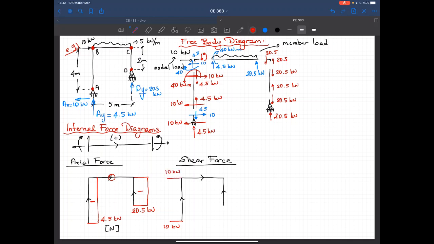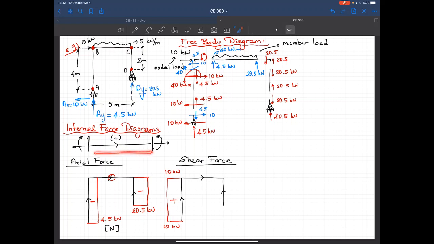What about the variation in between? I'm looking at this member. I don't have any loading. So variation should be linear. And I'm just connecting these 2 points, start and end points. Okay. So let's jump to the second member now.